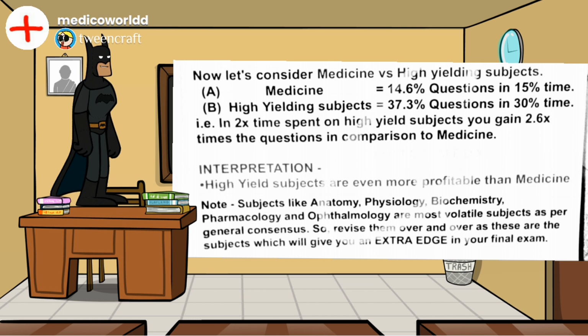The interpretation is that high yield subjects are even more profitable than the king subject medicine. Note, subjects like anatomy, physiology, biochemistry, pharmacology, and ophthalmology are the most volatile subjects as per general consensus. So revise them over and over, as these are the subjects which will give you an extra edge in your final exam.